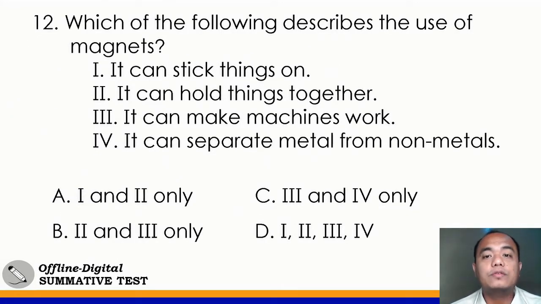Number 12. Which of the following describes the use of magnets? A. 1 and 2 only, B. 2 and 3 only, C. 3 and 4 only, or letter D. 1, 2, 3, 4. The correct answer is 1, 2, 3, 4. All statements describe the use of magnets. Magnets can stick things on. Magnets can hold things together also. Magnets can make machines work. And number 4, they can separate metals from non-metals.